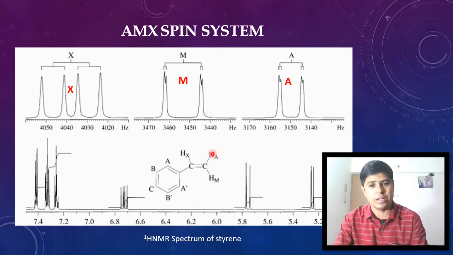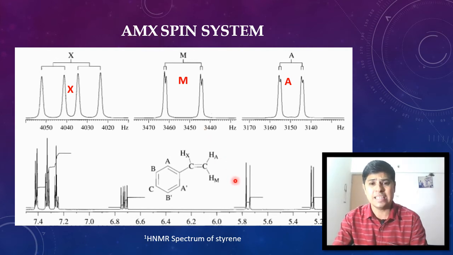So A will give a doublet of doublet. Similarly, M will also give a doublet of doublet, and X will also give a doublet of doublet, isn't it? There is wider separation in their chemical shift values. Hence we take the letters A, M, X from the alphabet, which also have wider separation in the alphabet.